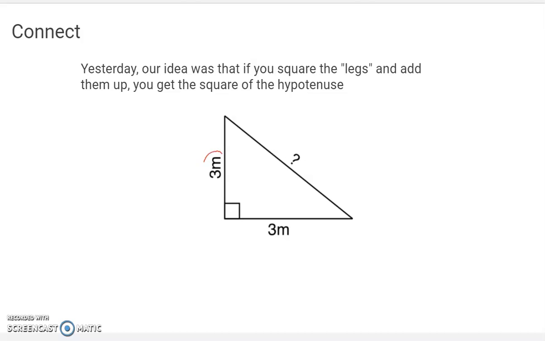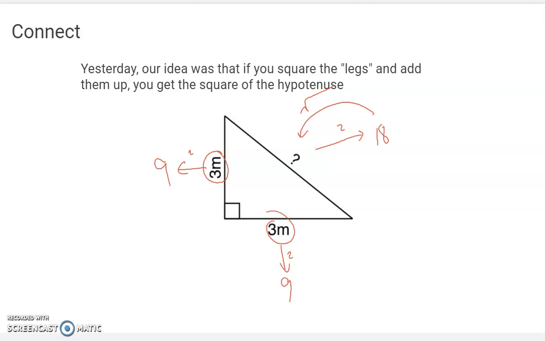we didn't call them legs yesterday, but if you square the legs, 3 squared is 9. I'll put a little 2 like squared. So if you square the legs and add them up, those together make 18, that's the square of the hypotenuse. It doesn't mean that 18 is the hypotenuse, it means 18 is the square of the hypotenuse. So to find the actual hypotenuse, we use the square root.